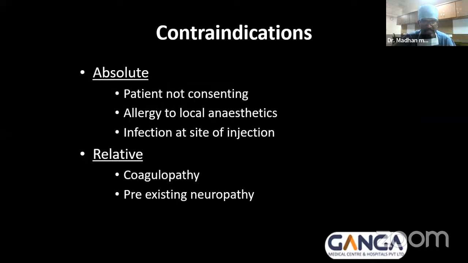Coming on to the contraindications, absolute contraindications are patient not consenting, allergy to local anesthetics, and infection at the site of injection. Others are all relative contraindications only, like coagulopathy or pre-existing neuropathy. In such cases, look at the risk-benefit ratio, explain to the patient and the relatives, and document everything before proceeding with the block.